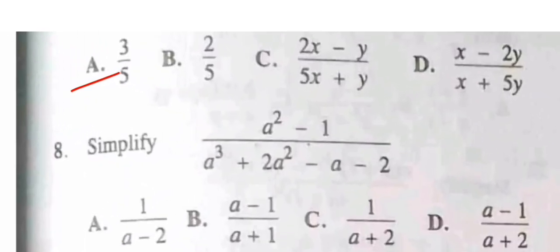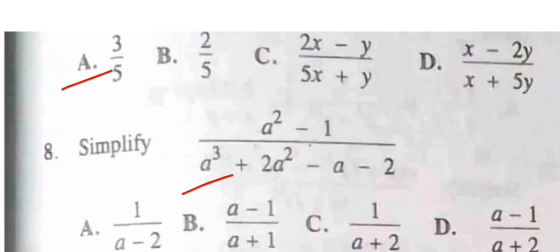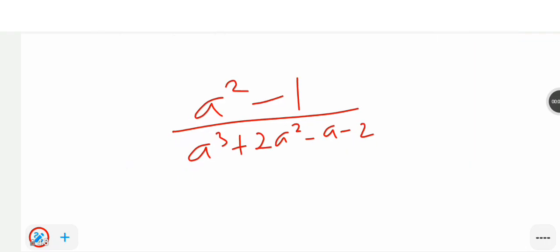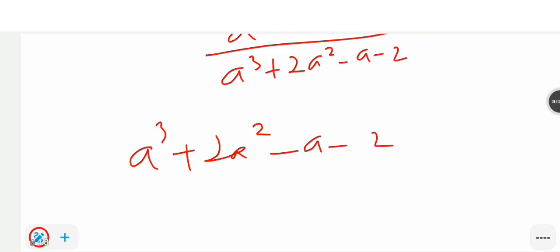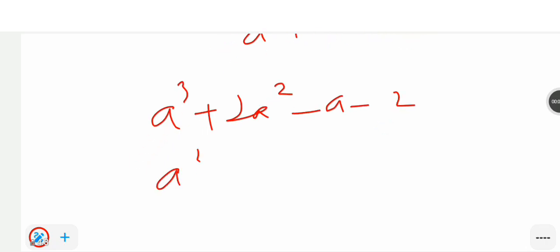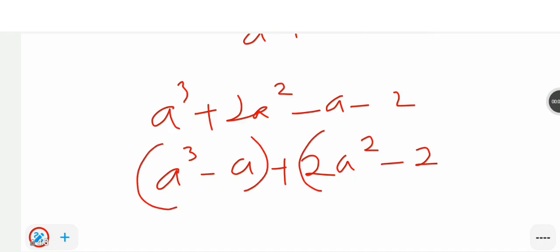So for number 8, to simplify, a squared minus 1 divided by a cubed plus 2a squared minus a minus 2. So this is it here. To simplify this, first, let's just focus on the denominator first. So we're going to pair it up with the numerator later. So that's a cubed plus 2a squared minus a minus 2. So let's play it like this, a cubed minus a. So I'm trying to factorize. I've just rewritten it. Okay, so you bracket it like this.